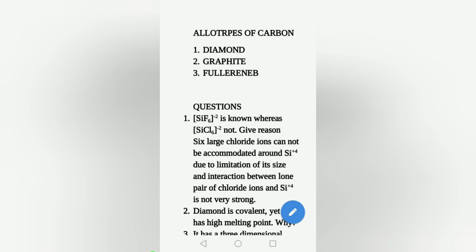The first one is diamond. It is the purest form of carbon and the hardest substance known, and it has a very high refractive index and high density also. It is transparent to X-rays. It is a three-dimensional giant molecule of carbon in which carbon atoms are arranged tetrahedrally by utilizing their sp3 hybridized orbitals. So carbon in diamond form is in sp3 hybridized state.